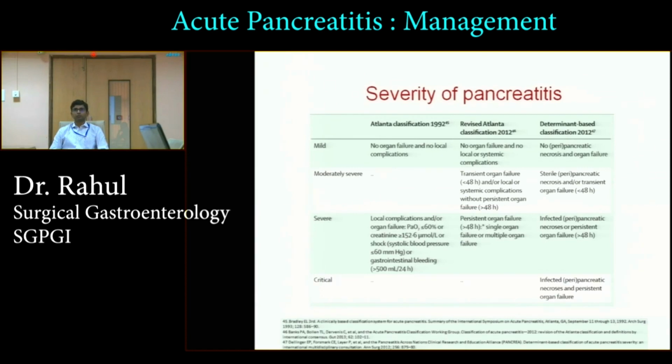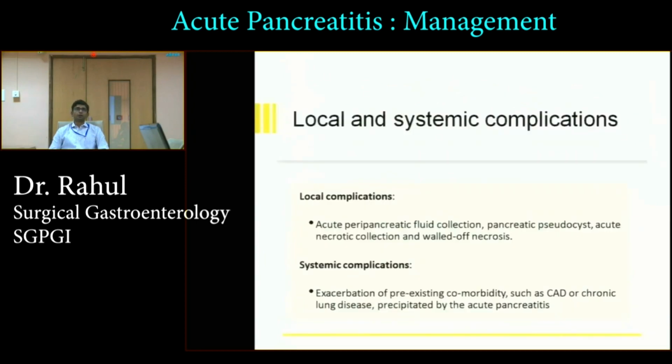The severe category included infected pancreatic necrosis or persistent organ failure of more than 48 hours, while critical considered infected peripancreatic necrosis and persistent organ failure. So there was a difference between severe and critical. In severe, it was non-infected. It is a mistype: it is non-infected peripancreatic necrosis or persistent organ failure, and when it becomes infected, it is termed critical. Next, please.